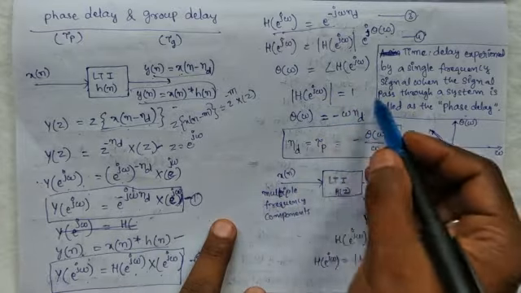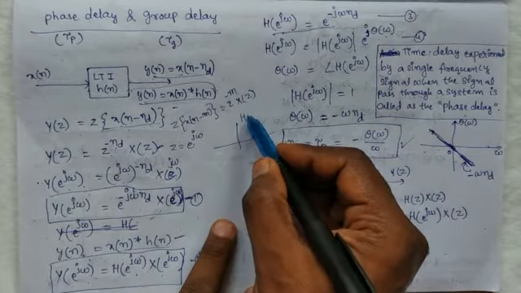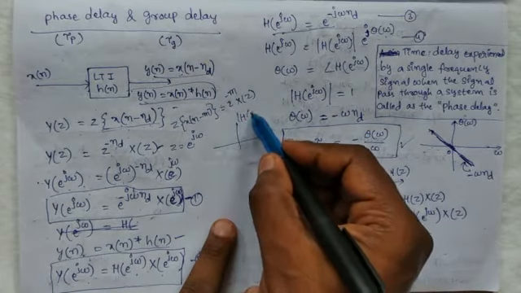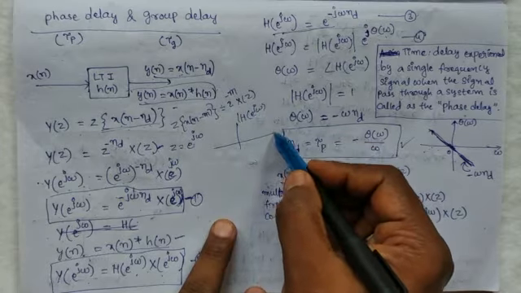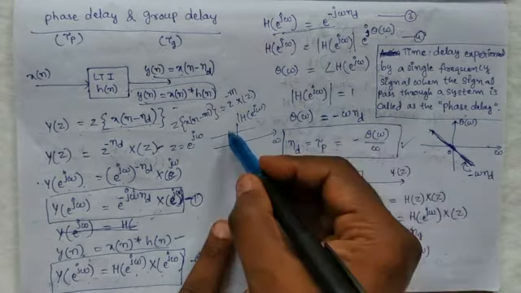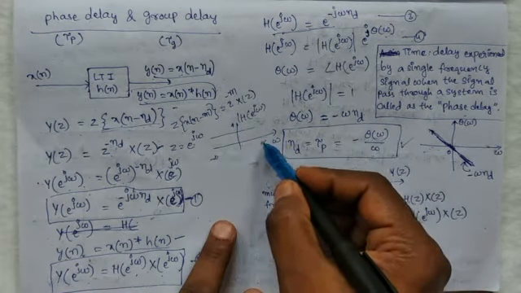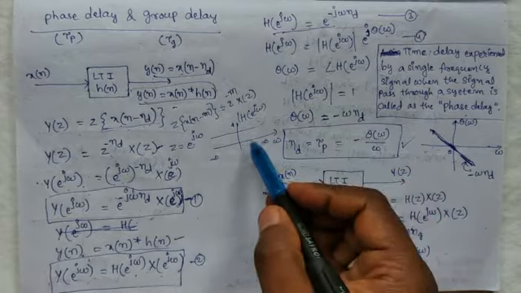Here the magnitude response, mod H of e^(jω), is a constant. This is the omega axis. It is the constant value 1 from minus infinity to plus infinity. So this is the magnitude response.